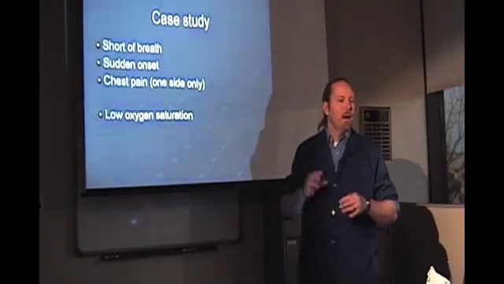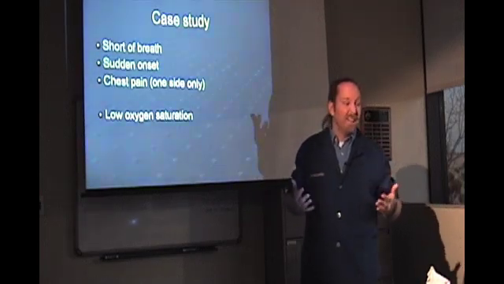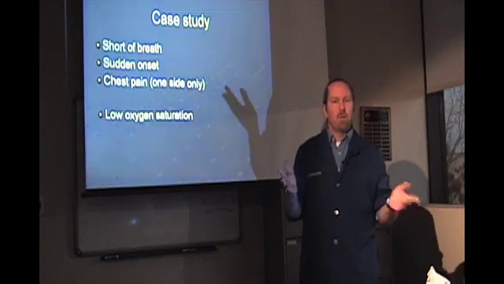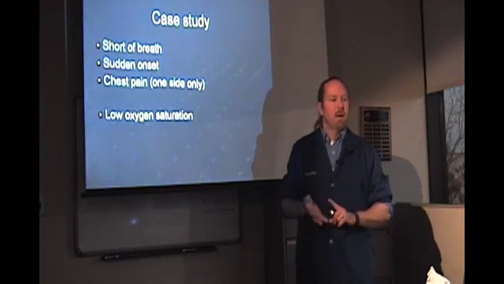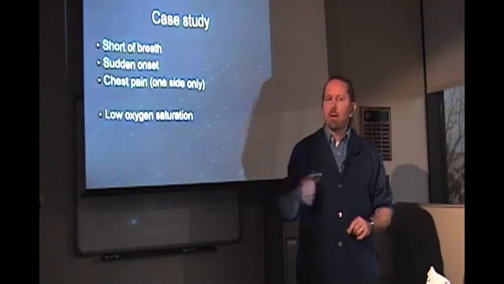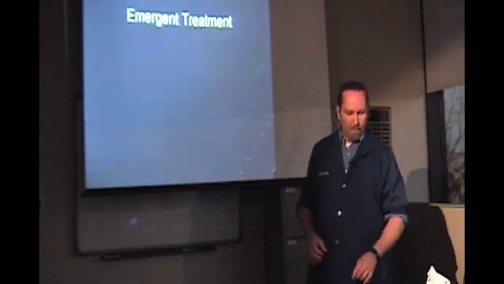Here's our first one. This patient's short of breath and they have chest pain. They say it was sudden onset and that chest pain's just on one side. So what are we going to do? All your normal stuff, your EKG, which is negative, get your vital signs. On vital signs, maybe a little tachycardic, maybe breathing a little faster than normal, and their oxygen saturation is low. So what are we going to do with these folks?